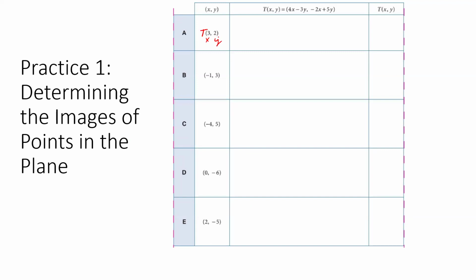So we're about to do the transformation of (3, 2), which is going to lead us to 4 times 3 minus 3 times 2, comma, negative 3 times 3 plus 5 times 2. And that's what we're simplifying. Easy enough? Okay. So 4 times 3 is going to give us 12. So we have 12 minus 6 is our first coordinate, and then we have negative 3 times 3 gives us negative 9, and 5 times 2 gives us 10. So what is our transform point? Six, four.